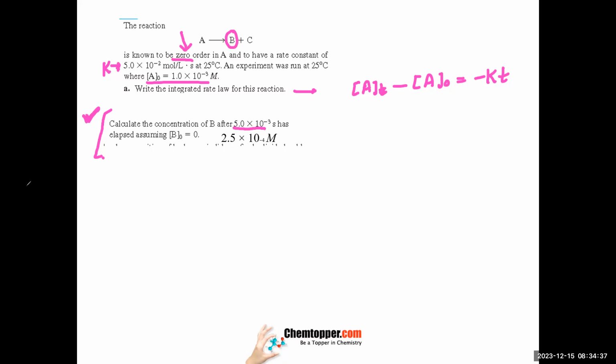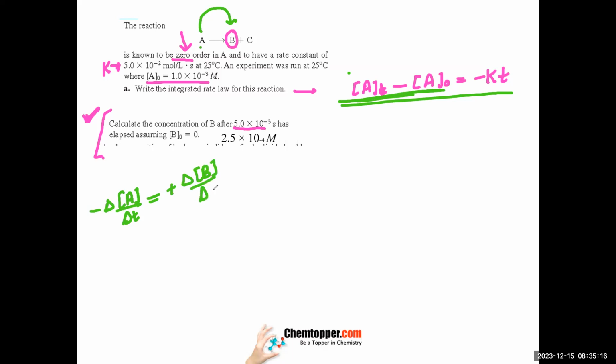So how am I going to work out the answer? Because my equation is in terms of reactant. Don't you think that the amount of A which is converted, you started with A naught, you are left with At. This difference, the amount of A which has reacted, is actually B. This is how the equation is: minus delta A over delta t is plus delta B over delta t.